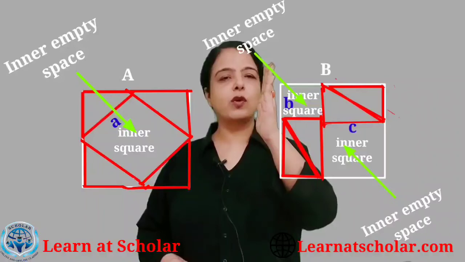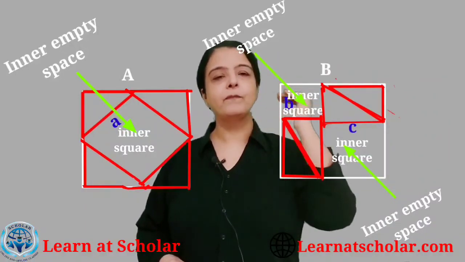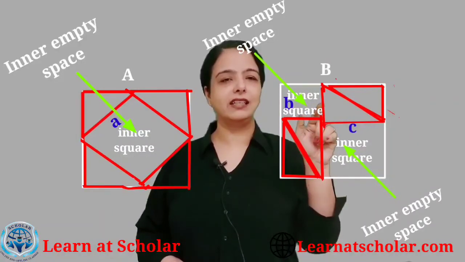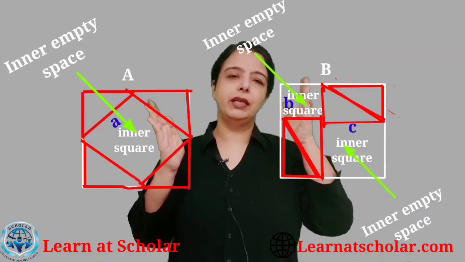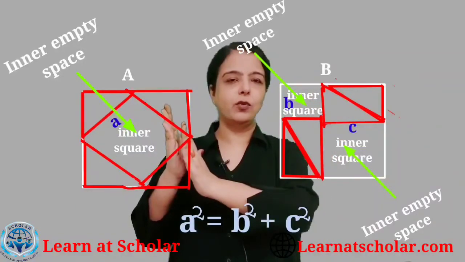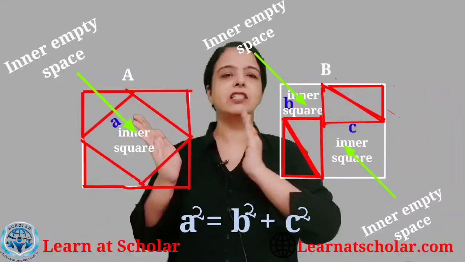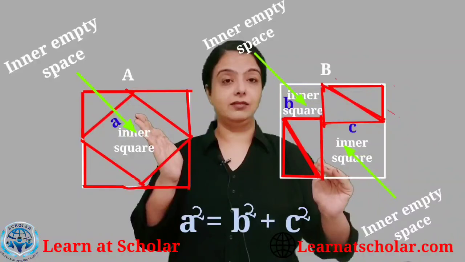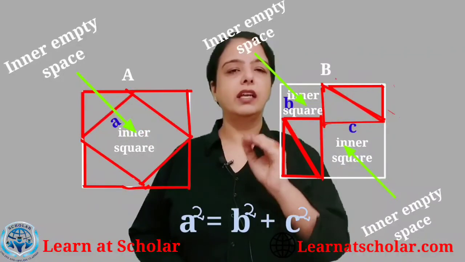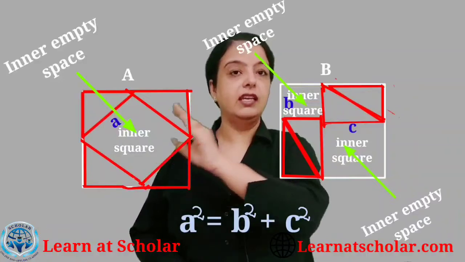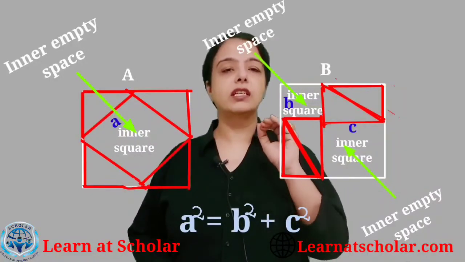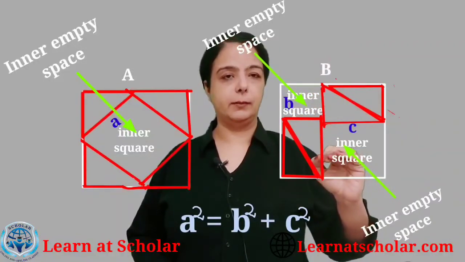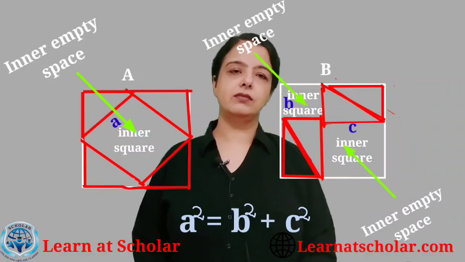The area of the first square is B square because the side is B. In the second square, the area of the square will be C square because the side is C. So this uncovered area will be equal to this uncovered area, that means A square. The area of this uncovered space will be equal to B square plus C square. That means this area and this area. That is, the area of the inner uncovered square in square A is equal to the total uncovered area of the 2 squares in square B. Have you understood this point?